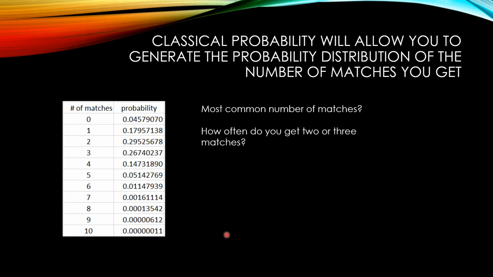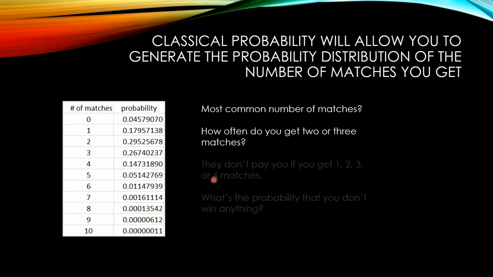Let's make sure you understand what you're seeing here. A couple of questions. What's the most common number of matches? Hopefully you said 2, because 29% is the biggest one. Almost 30% of the time you'll get 2 matches. How often do you get 2 or 3? Well, hopefully that's a pretty easy question for you too. Just under 30% of the time you get 2, and just over 25% of the time you get 3. So if you add those two together, you get about 55%. So a little over half of the time you'll have 2 or 3 matches. We had 4 in our particular example, and as we can see, that happens about 14.7% of the time.